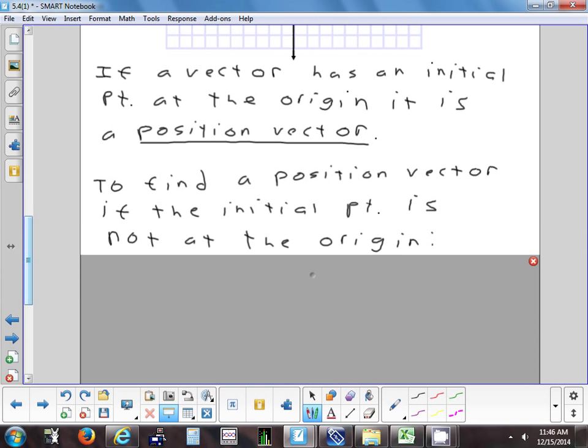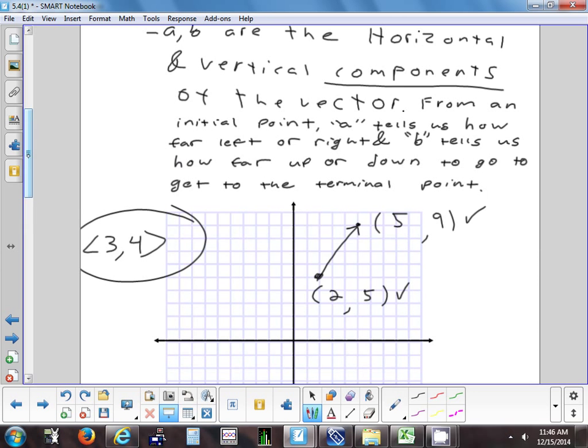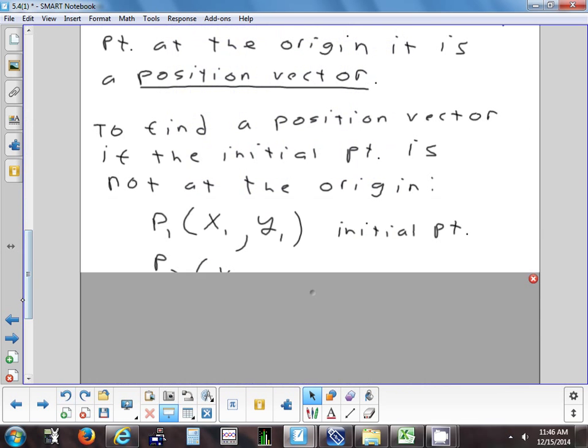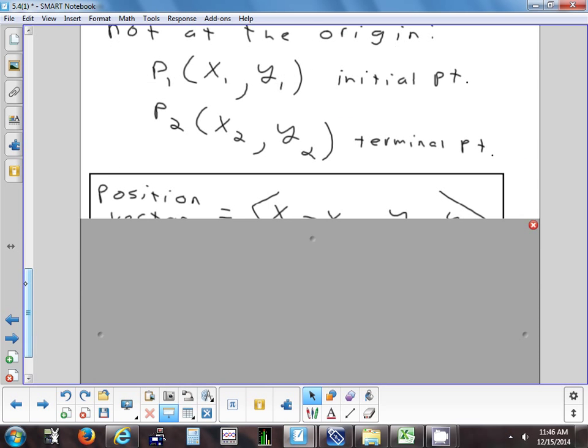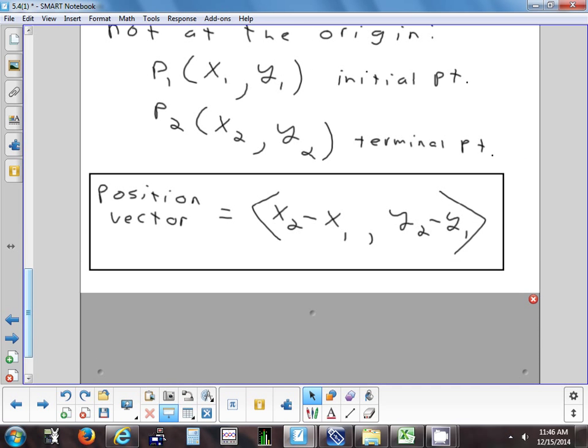Okay, if you want to find a position vector, in other words, you want to find where the terminal point would be if you took this vector and moved it to the origin, it's 3, 4. All you have to do is subtract the coordinates that you're given. Let your initial point be x1, y1. Let the terminal point be x2, y2. And that's how you find a position vector. You do have to subtract in a certain order. Terminal minus initial. Terminal minus initial.